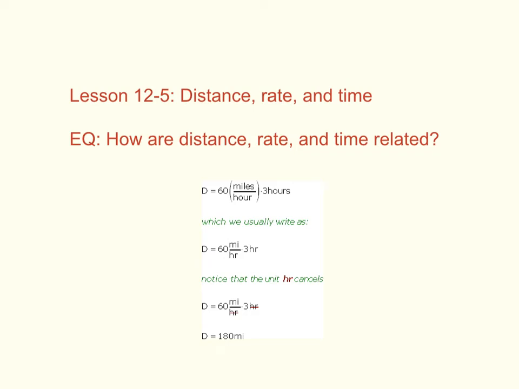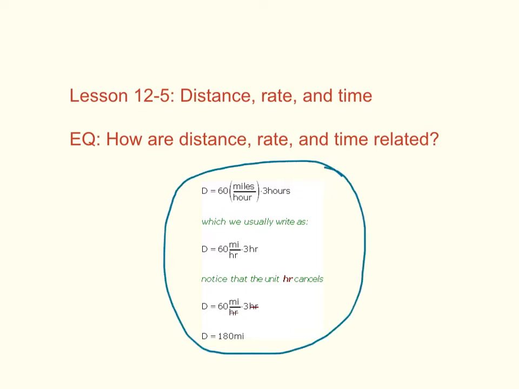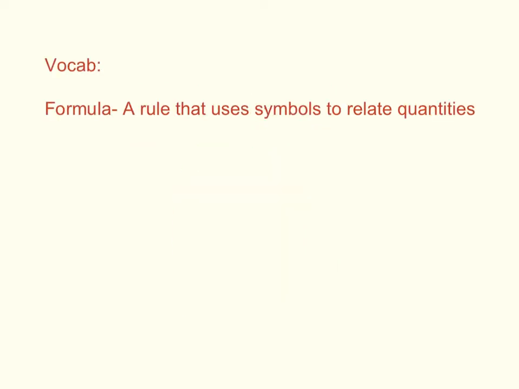This is lesson 12-5, distance, rate, and time. Our essential question: how are distance, rate, and time related? This picture shows how we're going to use a formula to find our missing variable of distance, rate, or time. We have one vocab word, formula, a rule that uses symbols to relate quantities.